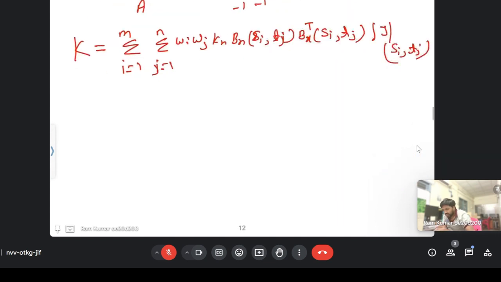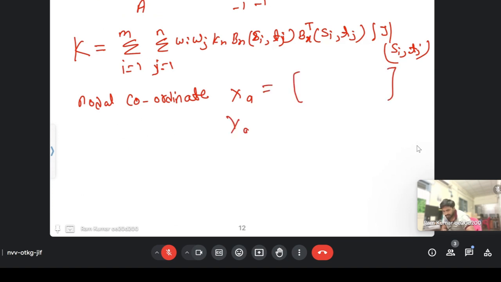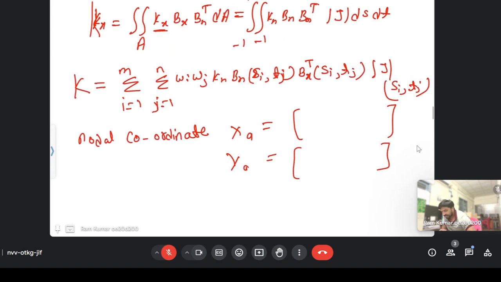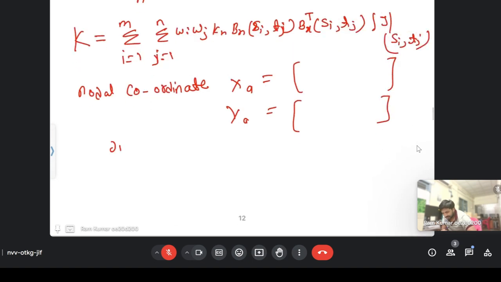Then the nodal coordinates, we have to write the nodal coordinates xa, ya in matrix form. For point 1, then we have to calculate all these: del N by del x, del N by del s, del N by del t.